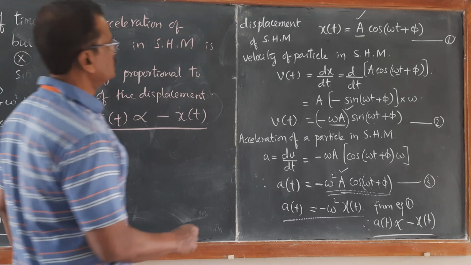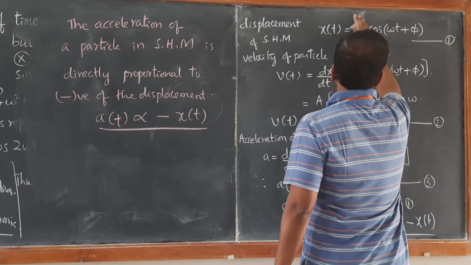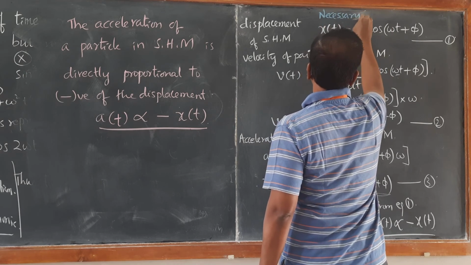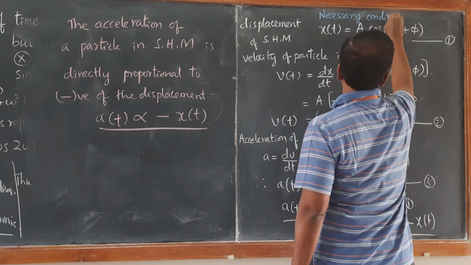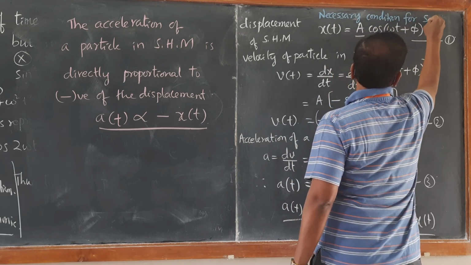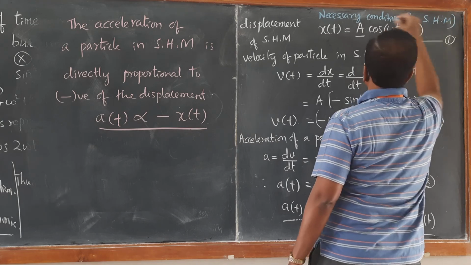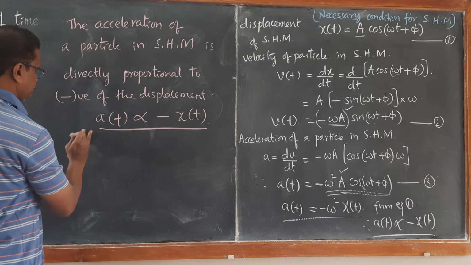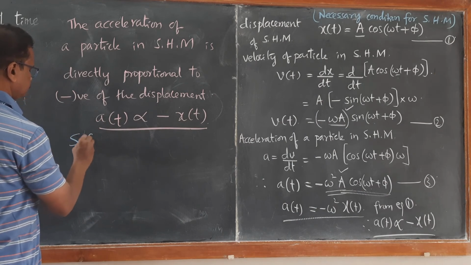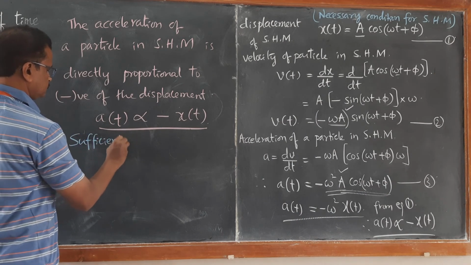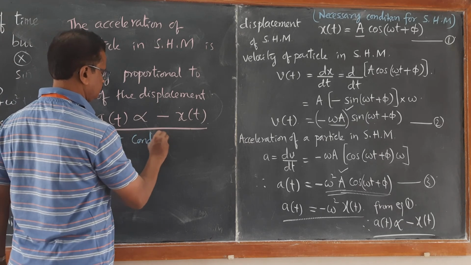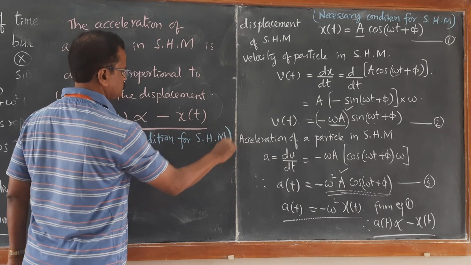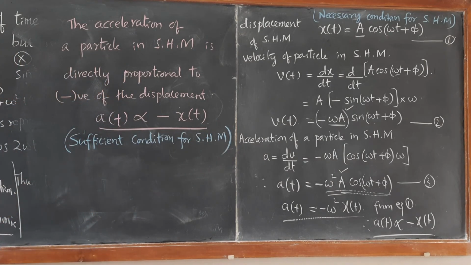You can write this as the necessary condition for a system, and this as the sufficient condition for a system. So I think you got the complete meaning of simple harmonic motion.